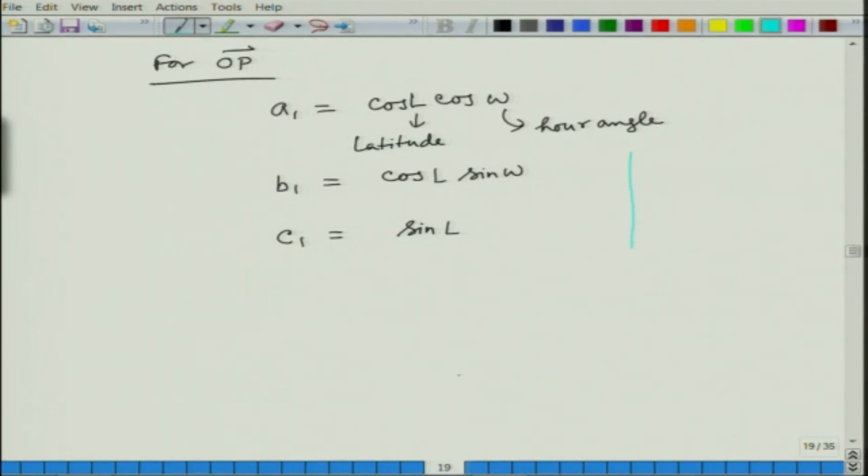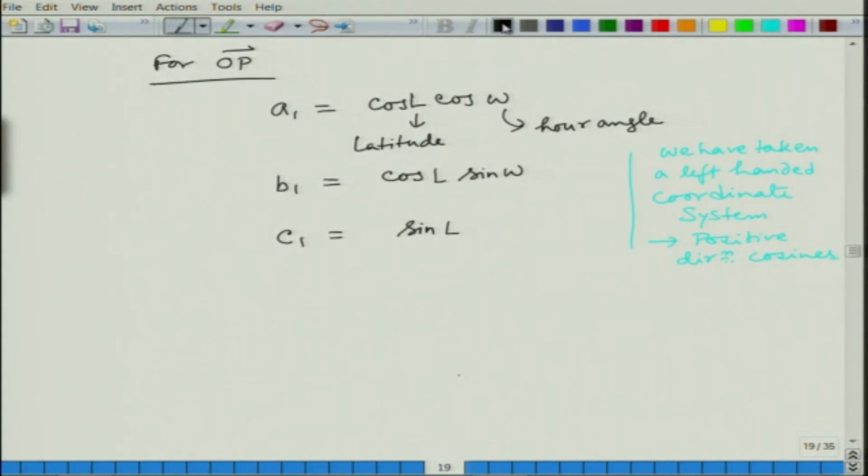And here I should mention that we have taken a left handed coordinate system, and that is why we get all of these direction cosines as positive values. If you take a right handed one, one of them will be negative. Okay. Fine.